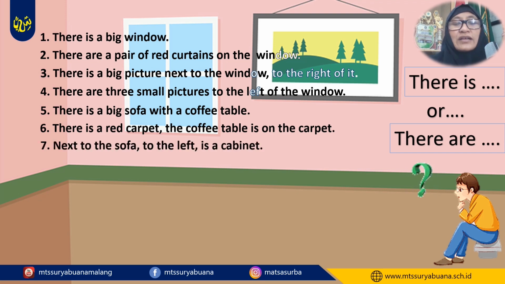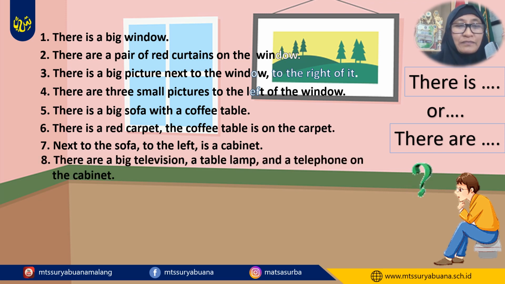Next to the sofa, to the left, is a cabinet. Well, here, actually we can use there, but in this sentence, the word there is omitted. Look at this. Next to the sofa, to the left, there is a cabinet. Okay, actually we can use there is here, but we omit it in this sentence. Now let's continue to number 8.